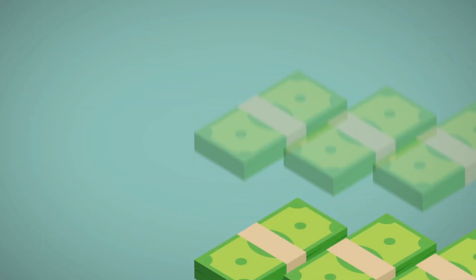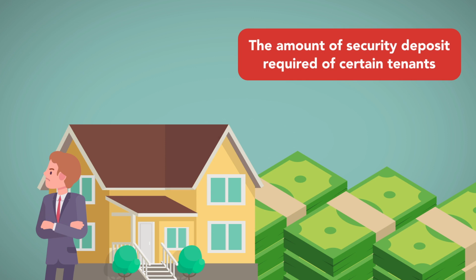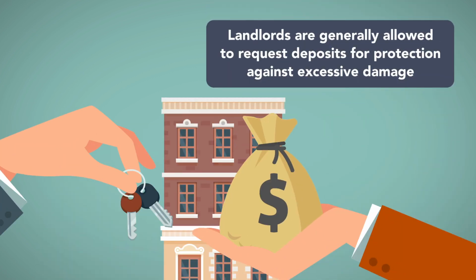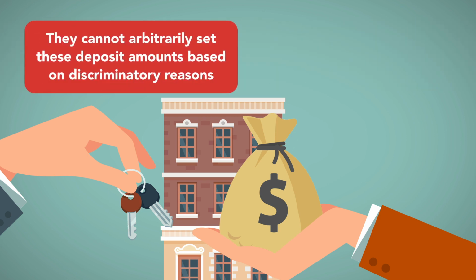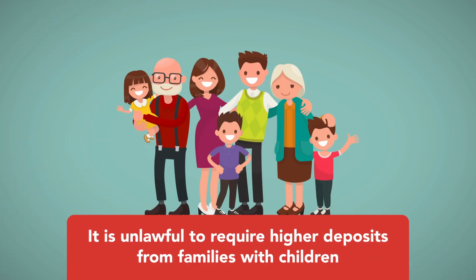In some cases, FHA violations result from the amount of security deposit required of certain tenants instead of a denial of housing. While landlords are generally allowed to request deposits for protection against excessive damage to the premises, they cannot arbitrarily set these deposit amounts based on discriminatory reasons. For example, it is unlawful to require higher deposits from families with children based on the assumption that children cause more damage to property than other renters.